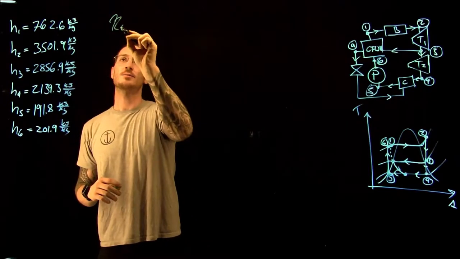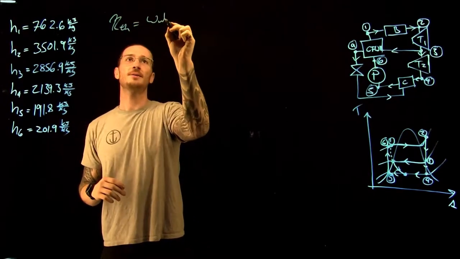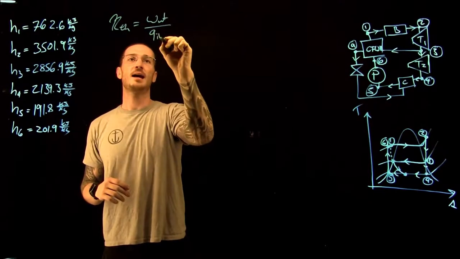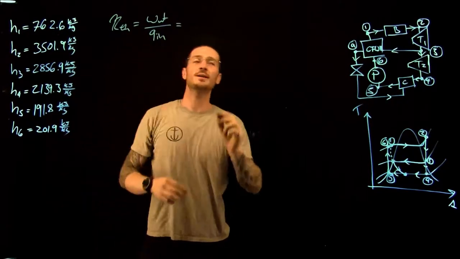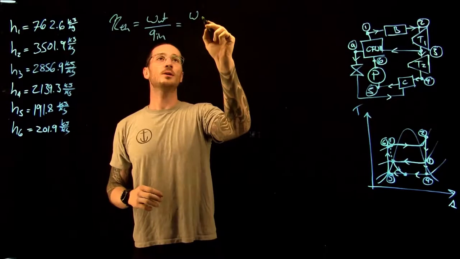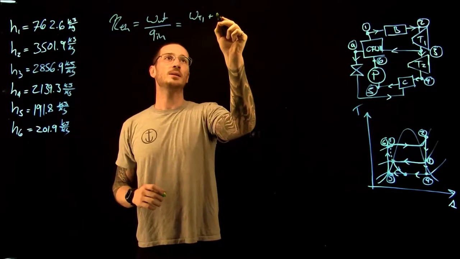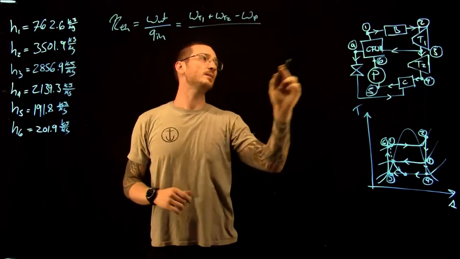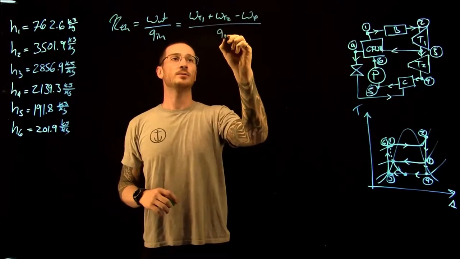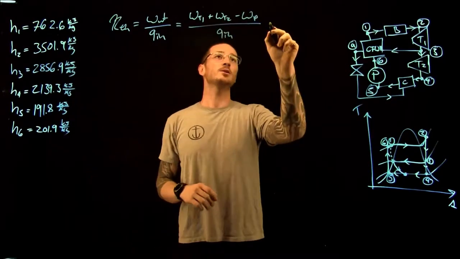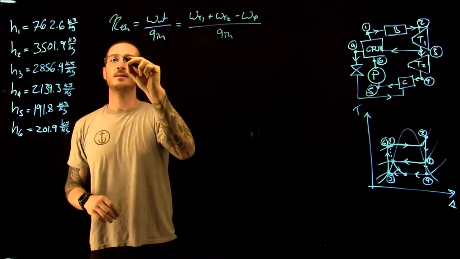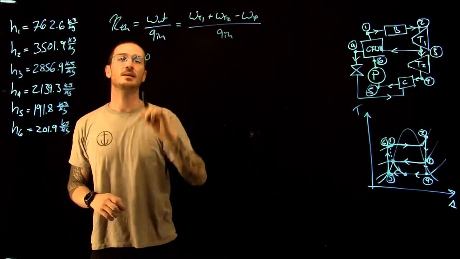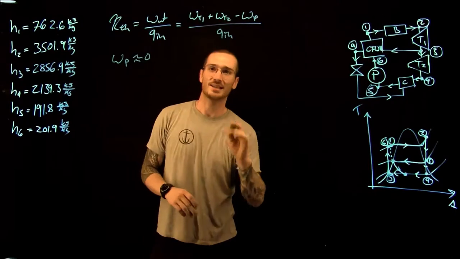We can write that the thermal efficiency is equal to the net work divided by the heat added into the system. This net work here is going to be the work of turbine 1 plus the work of turbine 2 minus the work of the pump, divided by the heat added in the boiler, Qin. The first thing we're going to do is assume that the work of the pump is approximately equal to zero, or it's negligible.